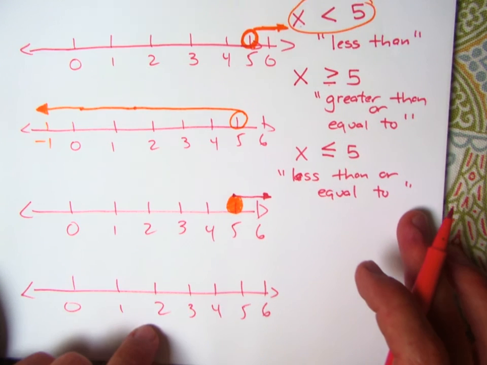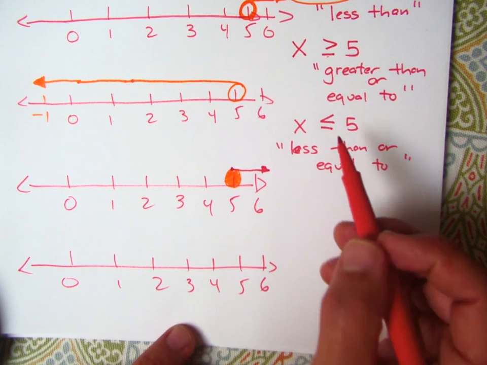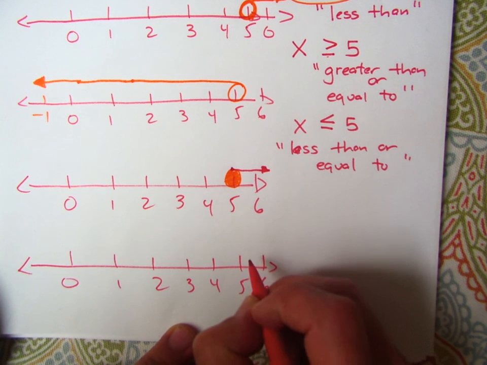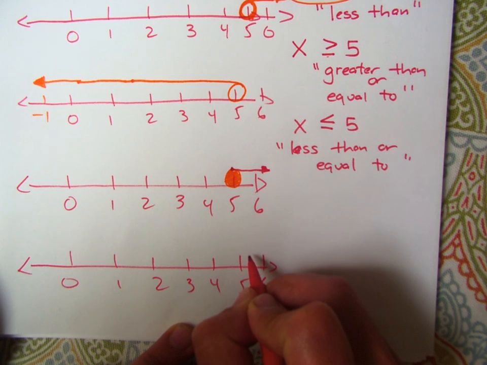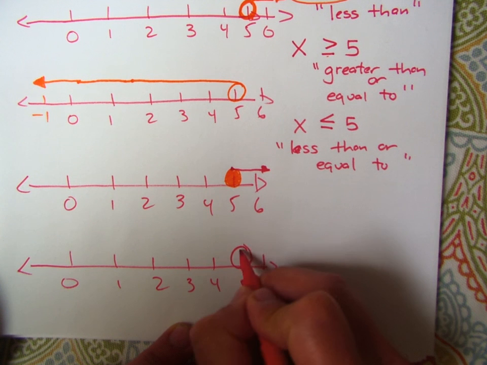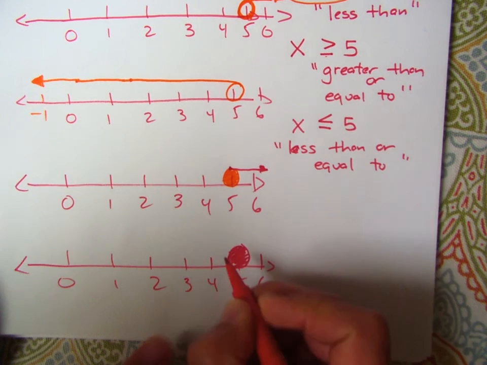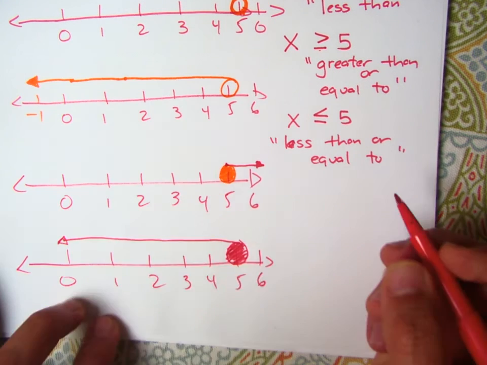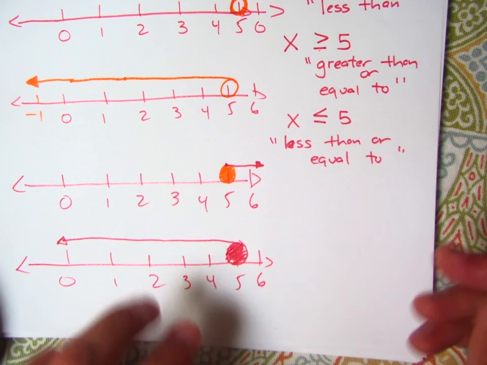All right, and then on this one, I want any number that is less than 5. So let's try this one. 5. Less than or equal to. So I got to close it. Close it and then go to the left, and then put an arrow. Okay? You guys got that?